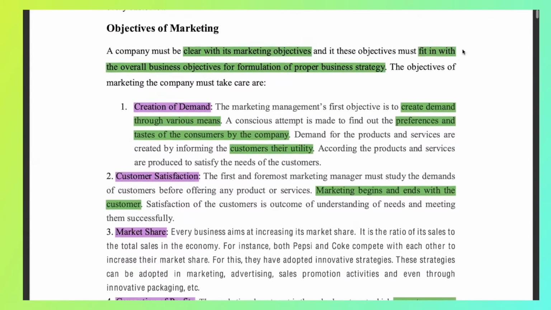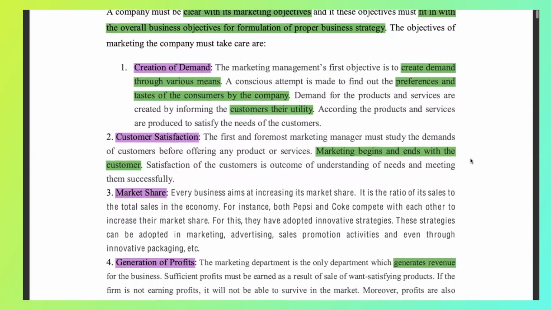So a business has a lot of departments like finance, human resources, then we have marketing, and so on. This plan should fit with the overall business plan or strategy to achieve proper profits and proper long term goals. So for the objectives of marketing, the company must take care of creation of demand.